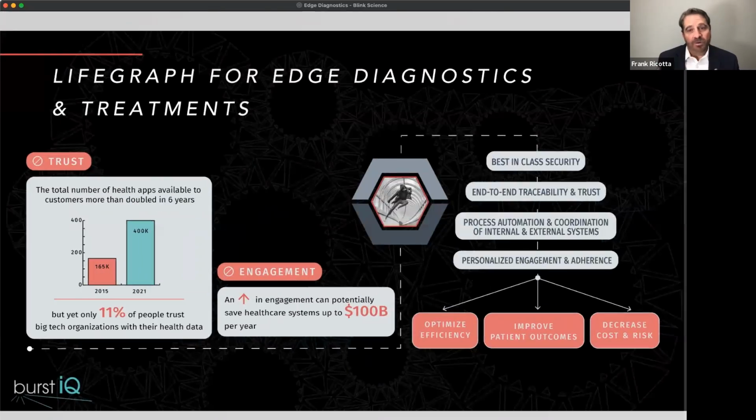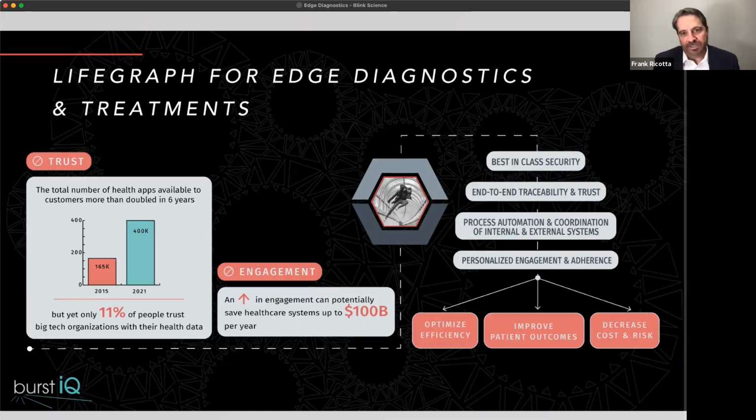And as always, this is where we come in as BurstIQ, really creating what we call LifeGraph networks, and how we allow a person to control and manage their own data, but also how that digital persona can interact with others to really create this new interactive engagement environment for health and wellness.